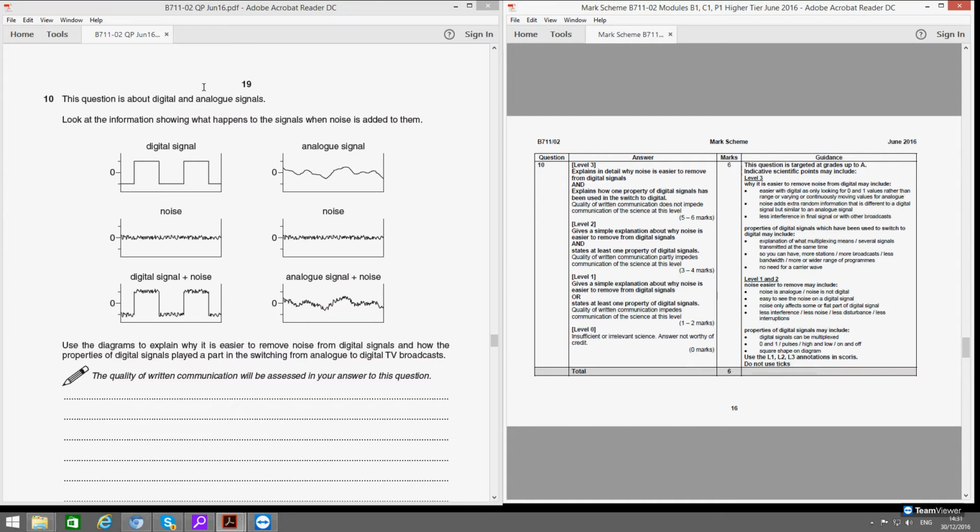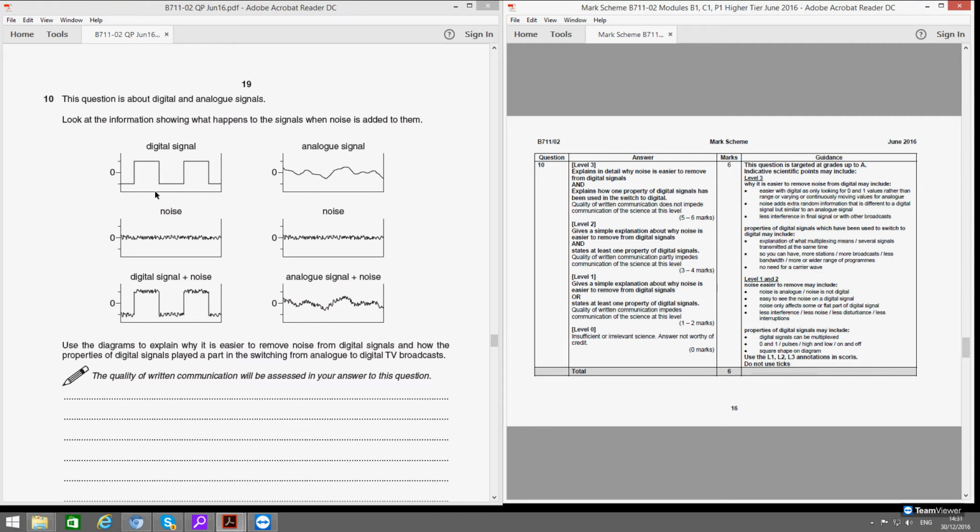Right, question number 10. This question is about digital and analog signals. Look at the information showing what happens to the signals when noise is added to them. There's your digital signal, there's your analog signal. Right, so I'm breaking this question down for you the same way that I would have done so as a student. All right, so I hope that's useful. Now, let's look at the question. Oh, in fact, no, before we look at this question, let's analyze the diagram.